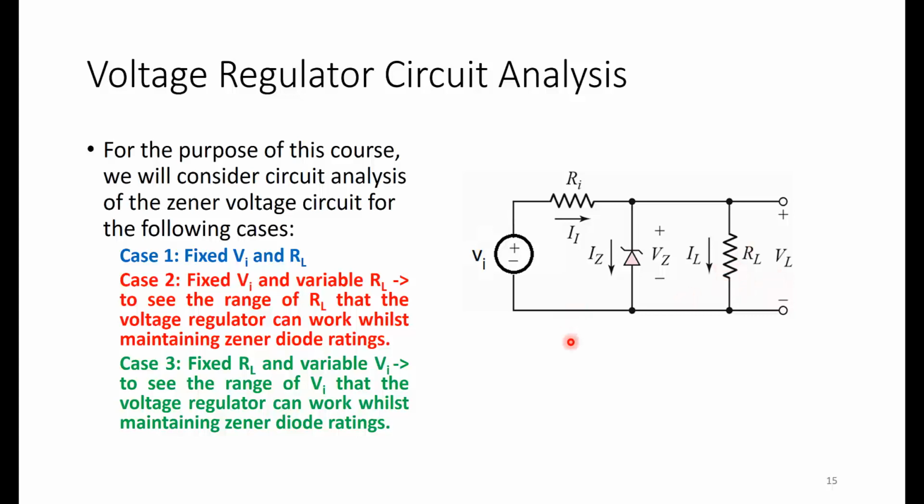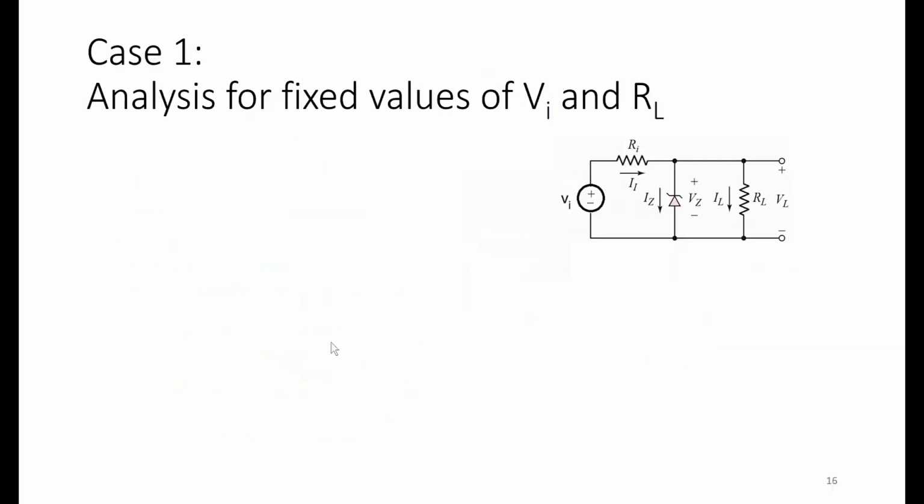So case 1, when everything is fixed, we just want to see the operation of the Zener diode. Case 2, we want to investigate the range of RL, and case 3, well, don't take these cases so strictly, it's just so that I explain to you what the differences are. Case 3 is the range of input voltage that the voltage regulator can tolerate. So we will now look first at a general overview of how to analyze a circuit before we go on to the actual example with values for the components.